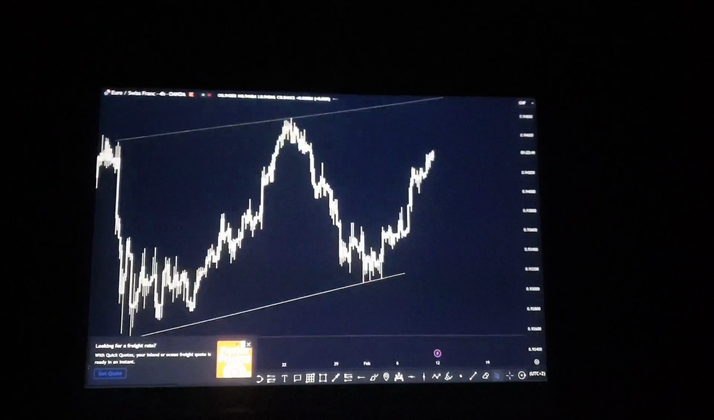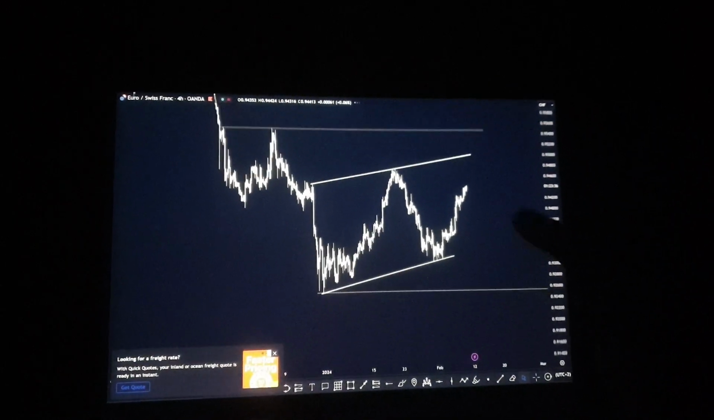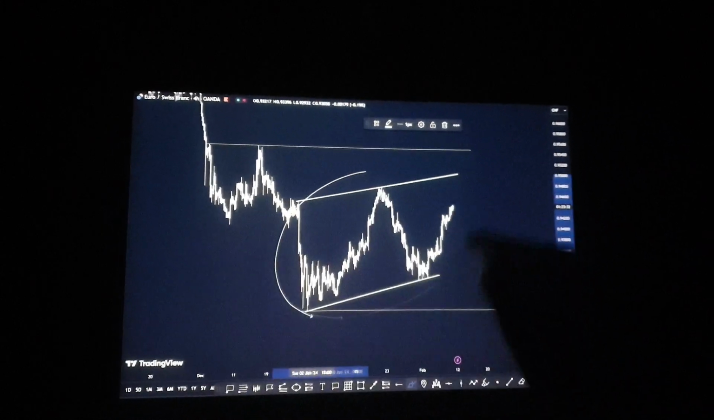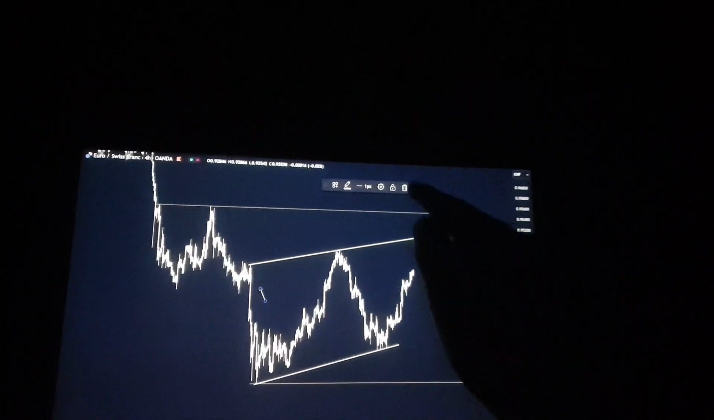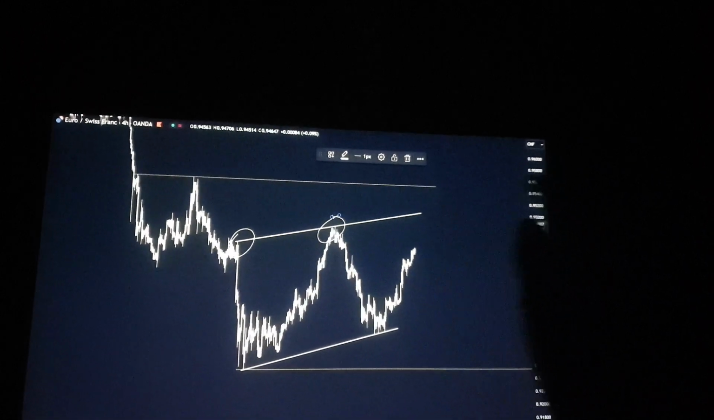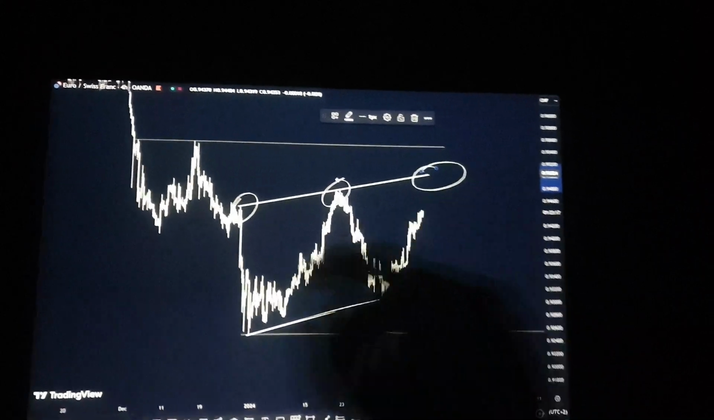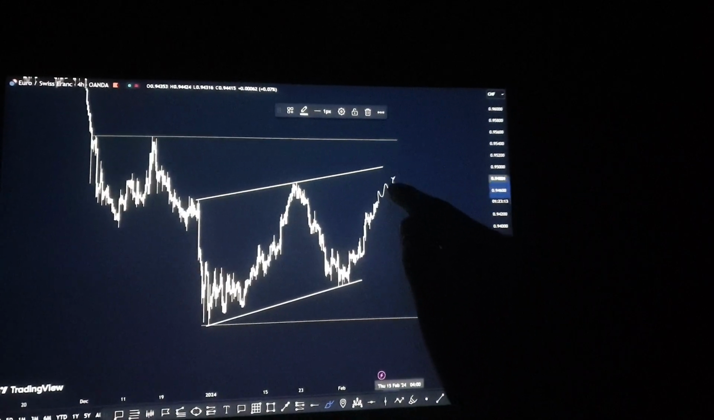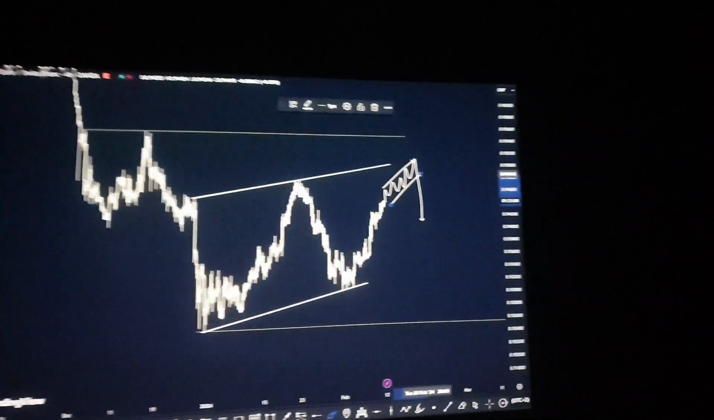Next pair, Euro CHF, Euro Swiss. With Euro Swiss, we have a beautiful ascending structure right here. Sorry about that. We have the first touch, second touch, and we are waiting for our third touch over here. I would like for price to approach this area in a corrective structure so that we can break to the downside basically.